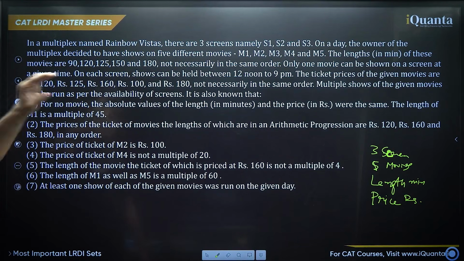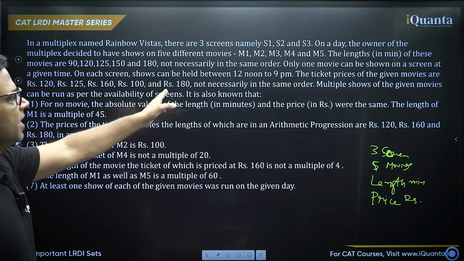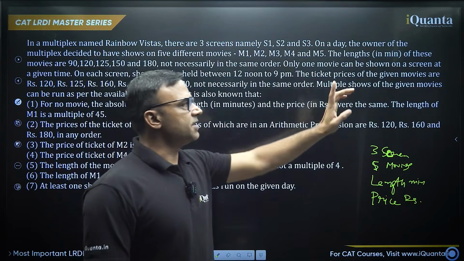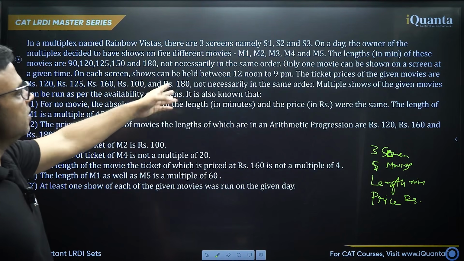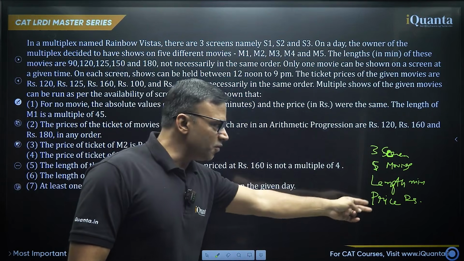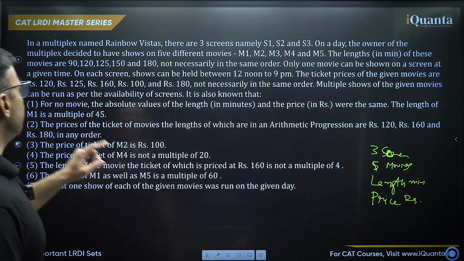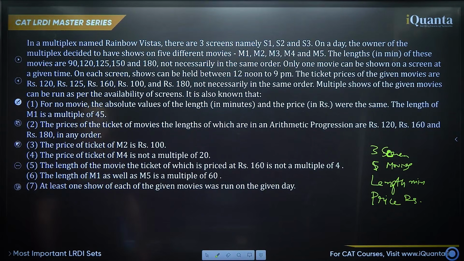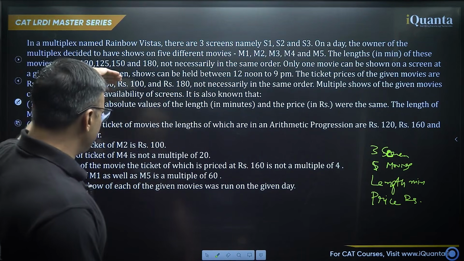So lengths are 90, 120, 125, 150 and 180, not necessarily in the same order. Only one movie can be shown, one on each screen. Shows can be held between 12 noon to 9 p.m. The ticket prices of the given movies are 120, 125, 160, 100, 180, not necessarily in the same order. We don't know which movie has what length or what price of the ticket. Multiple shows of given movies can be run as per availability of the screens. It is also known that, okay, so these are some conditions given for no movie, the absolute value of the length and the price.